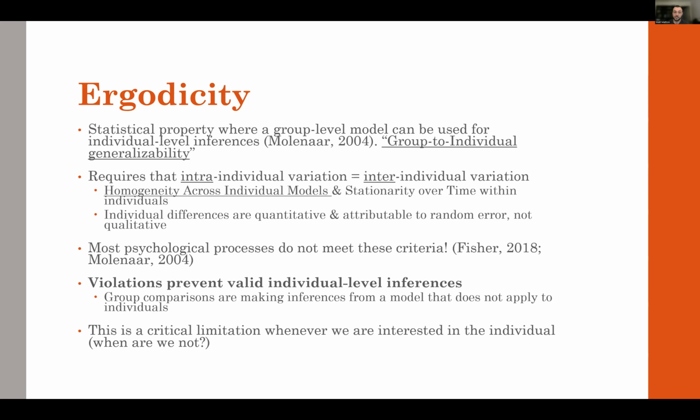A lot of work has shown that most psychological processes do not meet these criteria for ergodicity, even though we don't think about it too much. And again, a really important limitation is that violations do not permit valid individual level inferences. This is a critical limitation because for most psychological or neuroscience work, we're thinking about individuals, not groups. But when ergodicity is broken, which it might be in most cases, we can't make valid inferences at the individual level.